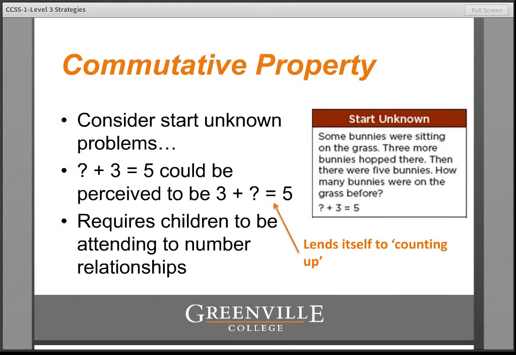Although the relationship that I'm describing here about restructuring a problem can seem pretty obvious to adults, that I could start counting, like in ? + 3 = 5, I could go 3, 4, 5. That relationship is obvious to adults, but not necessarily to first graders. It's a big mathematical idea to them.